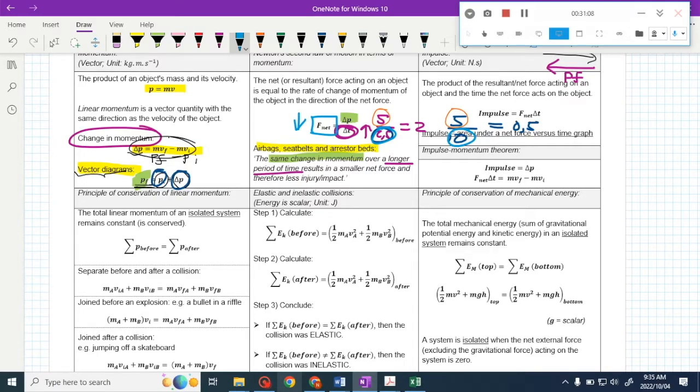Okay. So whenever they ask you to mention why we change the time as we do, or why we use seatbelts, or why we use airbags in terms of momentum: for the same change in momentum over a longer period of time, we have a smaller net force and therefore less impact. Again, look: controlled variable, same change in momentum. Independent variable, longer period of time. Dependent variable, smaller net force and therefore less injury. We've mentioned all 3 points, we're going to get our 3 marks. You don't need to write an essay. Just make sure that you mention all of the points.